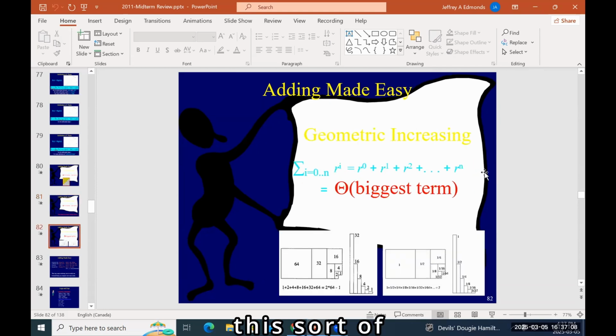Well, this is sort of proof by picture, right? It's dominated by the biggest guy, right? Those are called arithmetic versus geometric sums.